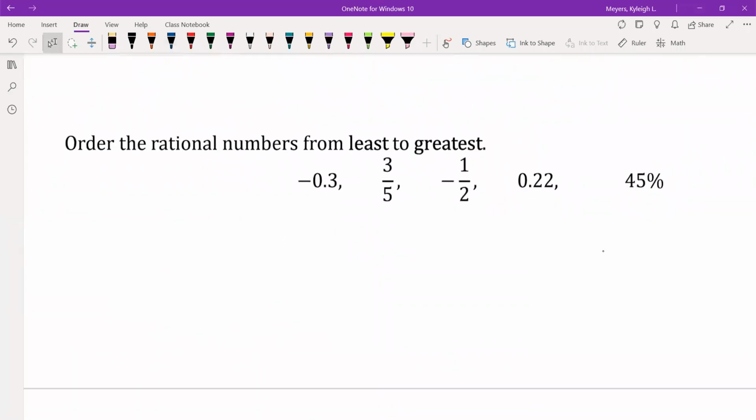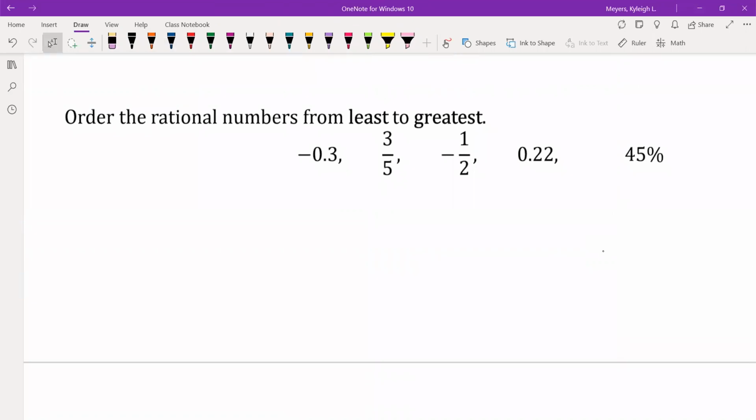Now, I want you to order these rational numbers from least to greatest. From least to greatest, okay? My suggestion is to convert everything to a decimal. Okay, so I want you to convert all the fractions and the percents to a decimal and then put them in order from least to greatest. Okay, so try that right now.